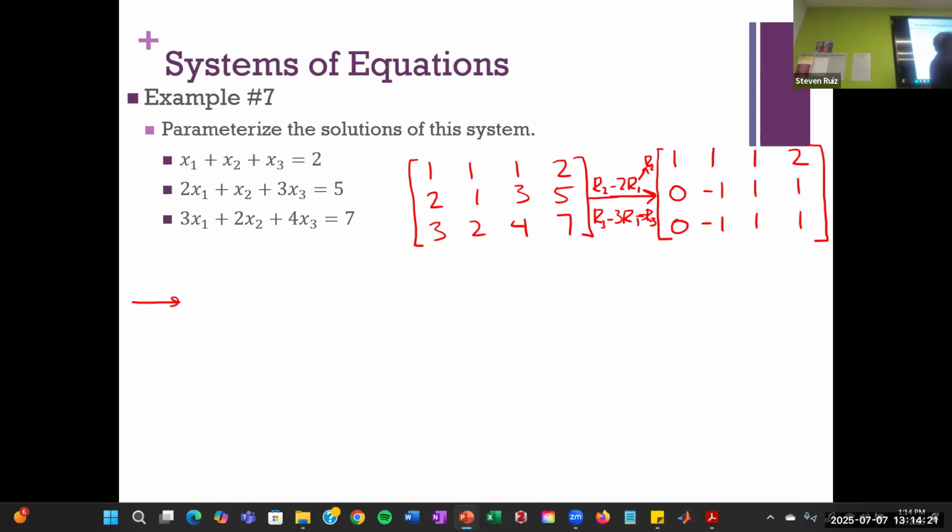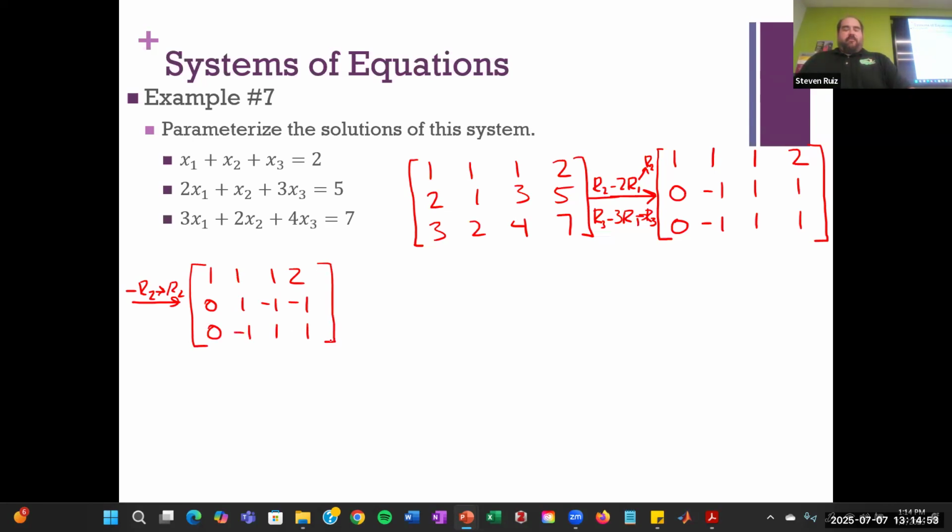Now we have a 1 as a pivot right here, right? 0 is below it. What would our next goal be? Okay, how would I do that? Multiply, so negative row 2 goes to row 2. So 1, 1, 1, 2, 0, 1, -1, -1. And then from there, what should we do?